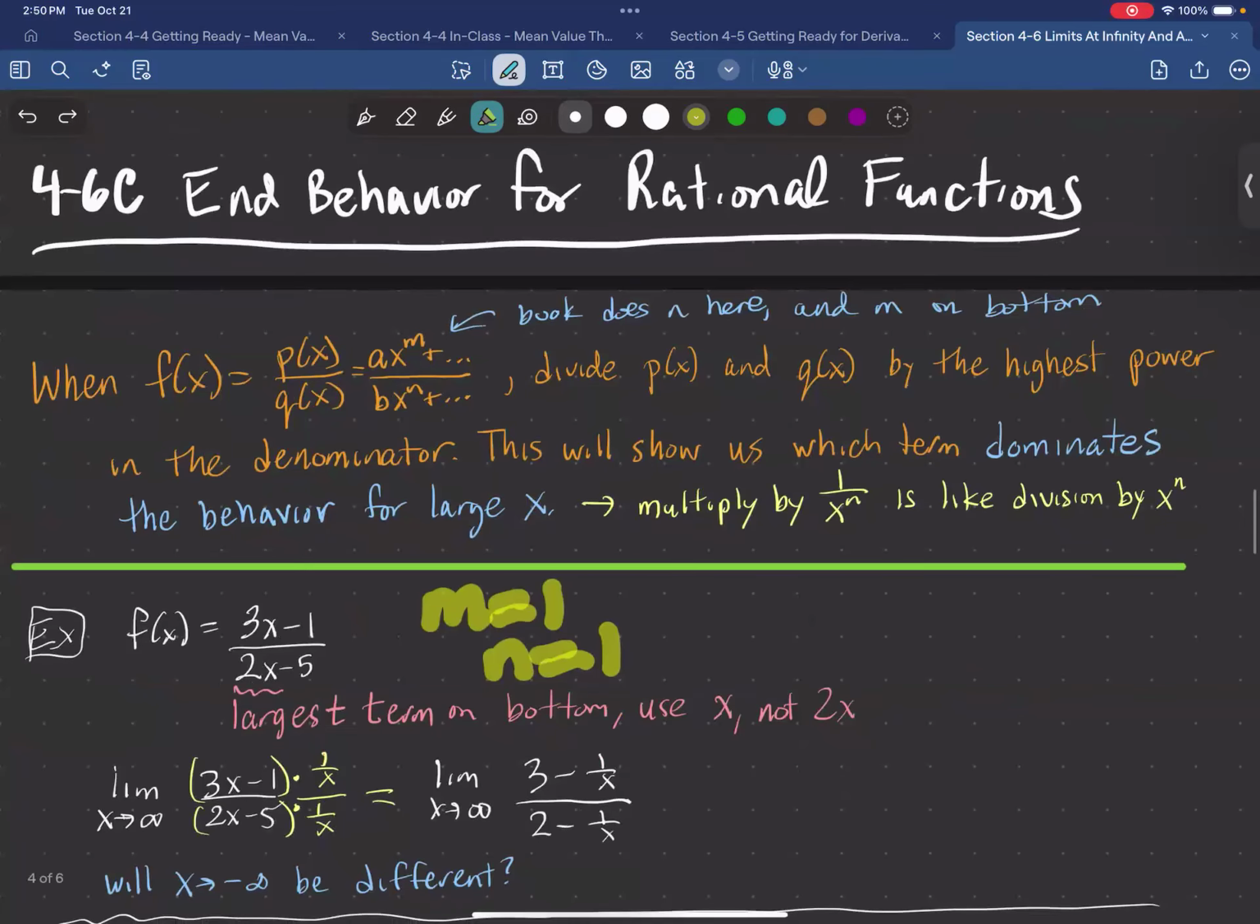As we saw before, when x is in the bottom and goes to infinity, the bottom goes to infinity, so the overall thing goes to 0. So that goes to 0 as x goes to infinity. We're actually left with 3 halves. So we will have a horizontal asymptote of y equals 3 halves here.